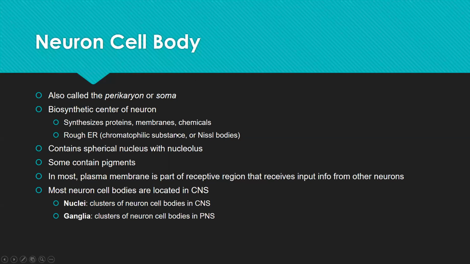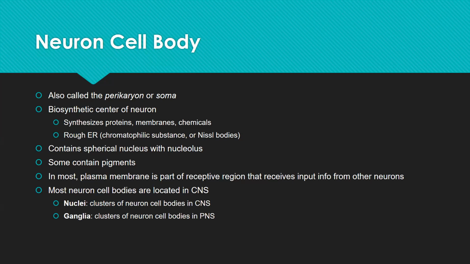The neuron cell body, the majority of neuron cell bodies, not all, but most, are located in your central nervous system. Nuclei are clusters of neuron cell bodies in the central nervous system. That's confusing, right? Because nuclei has lots of other meanings too. But if you're seeing a question asking about a cluster of neurons in your CNS, not in your peripheral nervous system, you would call it a nuclei.